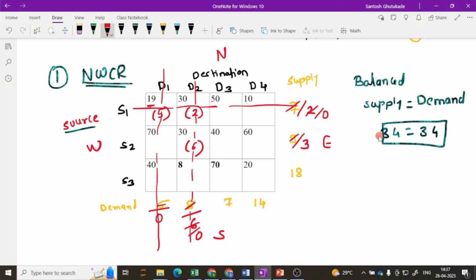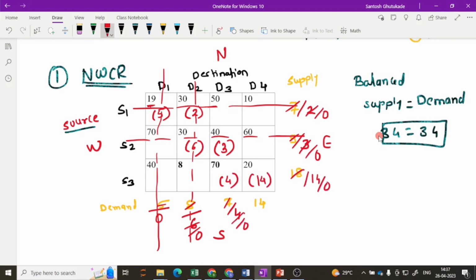Then from the remaining matrix, again we give the allocation at the northwest corner, at 40. Here supply is 3, demand is 7, so we provide 3 here. So 4 is the remaining demand, and here 3 becomes 0. Again we cross this. Now from the remaining matrix, 70 and 20 are left. Here 18 is the supply and 4 is the demand, so we fulfill this demand of 4. Demand becomes 0, and the remaining supply is 14. Finally, at the last location, 14 is the supply as well as the demand, so we fulfill this demand.